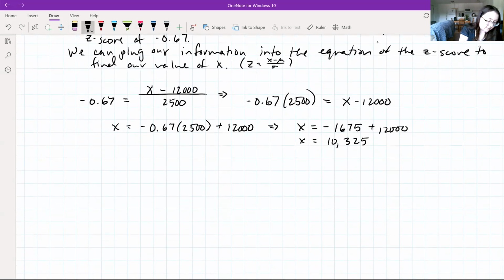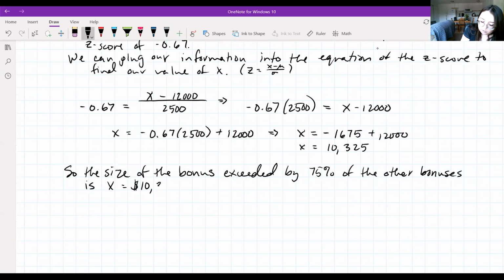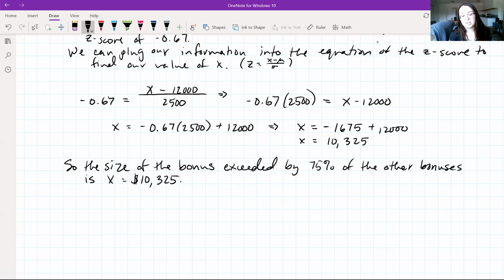So then for our final answer, we say the size of the bonus exceeded by 75% of the other bonuses is x is equal to $10,325.